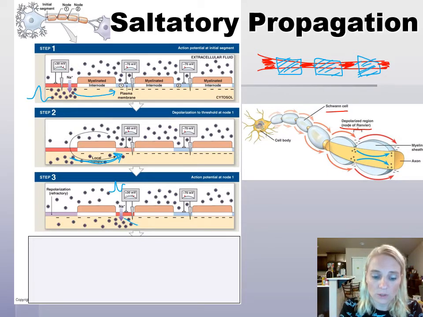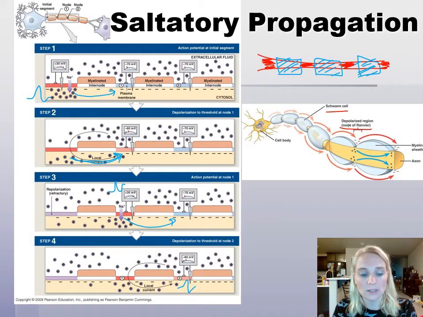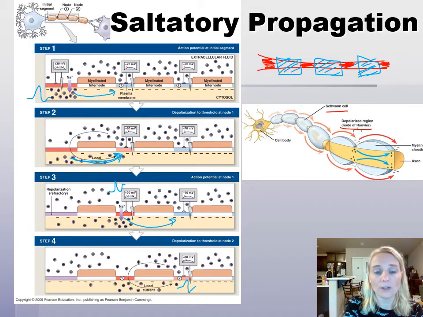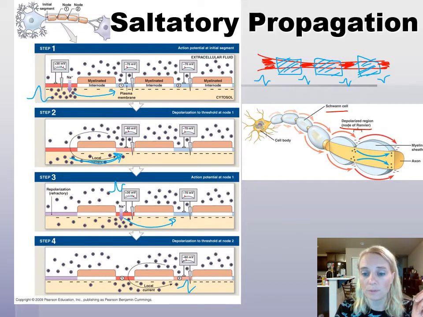And then it's going to trigger a local current, which will then trigger this little segment to do its action potential, and so forth and so on. And then we'll do the refractory period behind. So we get an action potential here, here, here, and here. So it's jumping from action potential to action potential to action potential.